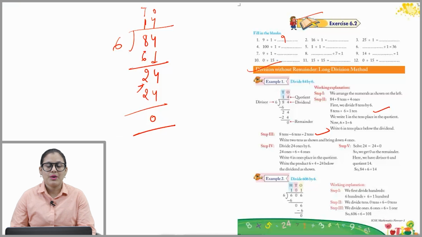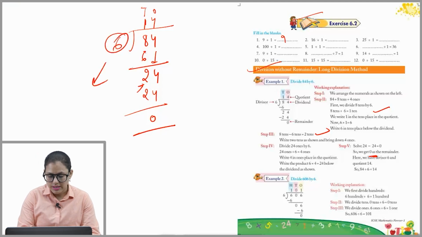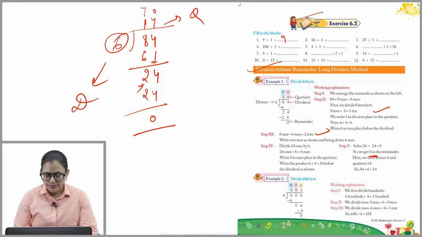Okay, so now step 4, solve. 24 minus 24 is equal to 0. So we get 0 as the remainder. Here we have divisor 6 and quotient 14. This is the divisor, and this is the quotient, and the remainder is 0.